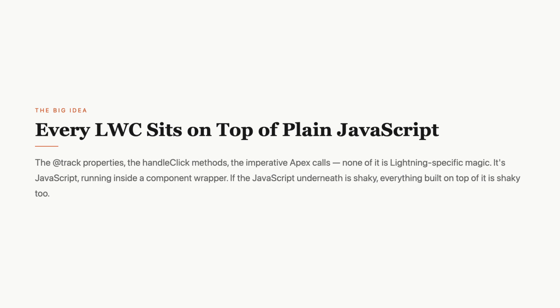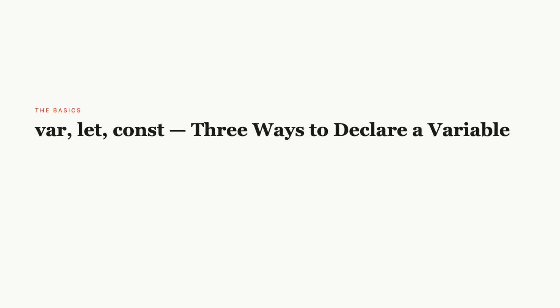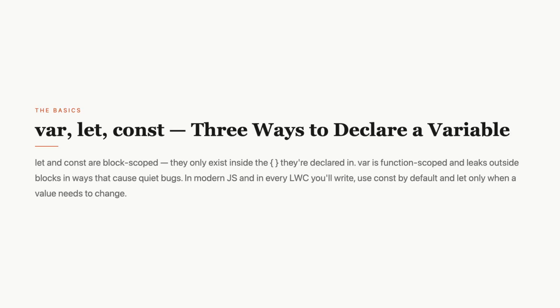Three ways to declare a variable: var, let, and const. Let and const are block scoped. They only exist inside the curly braces they're declared in. Var is function scoped, and it leaks outside blocks in ways that cause quiet bugs. In modern JavaScript, and in every LWC you'll write, use const by default and let only when a value actually needs to change.